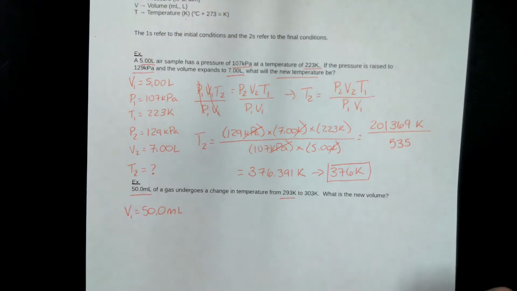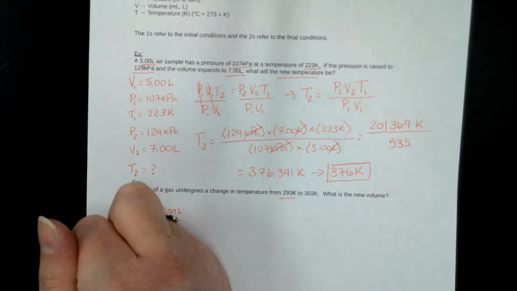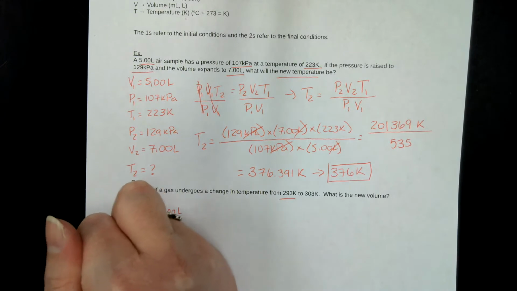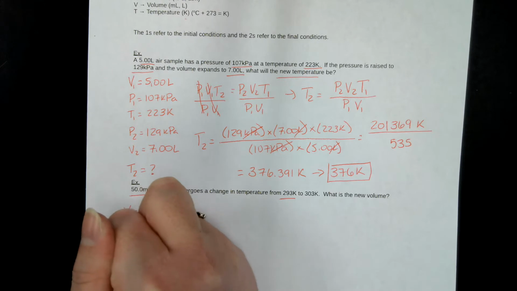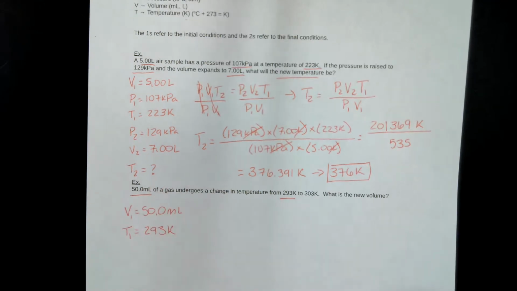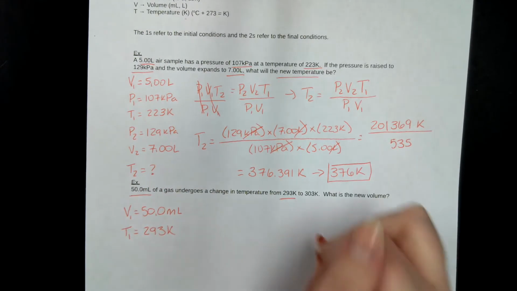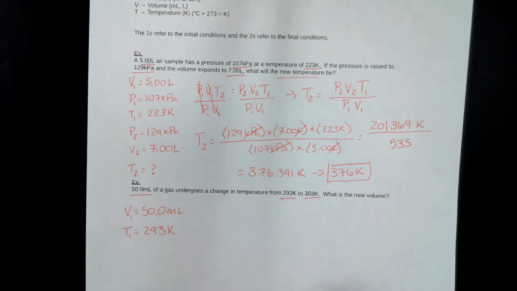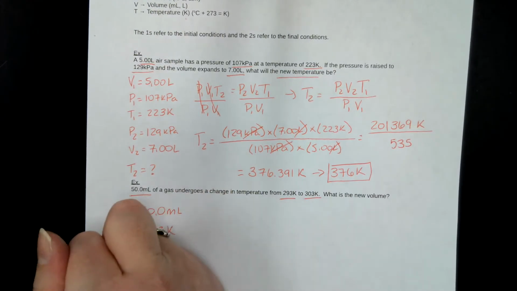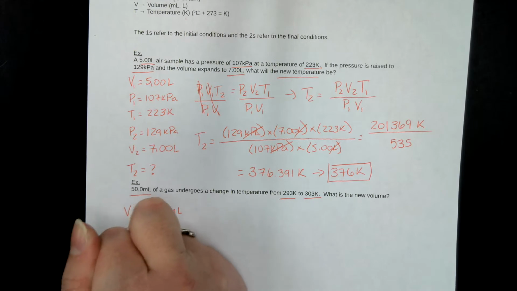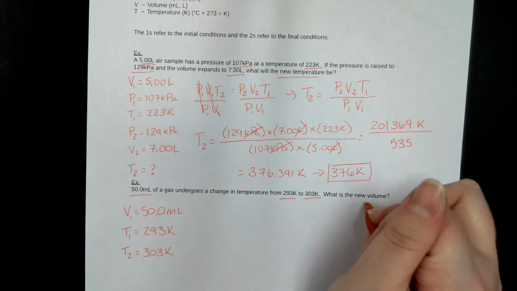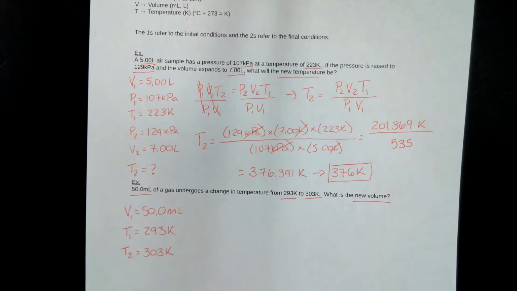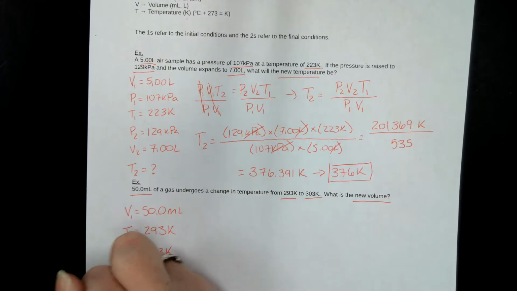Our next given is 293 Kelvin. Since Kelvin is a unit of temperature, this tells me that T1 is 293 Kelvin. And we rise to 303 Kelvin. So T2 is 303 Kelvin. So we need the new volume, or V2 is the unknown.